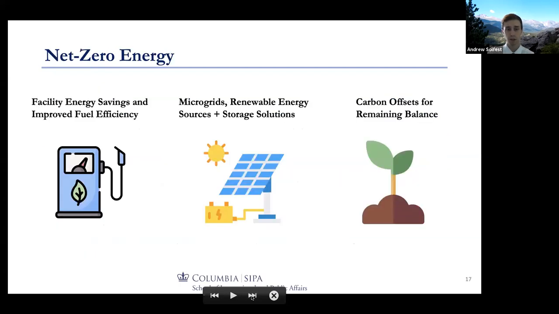Net zero energy is a key part of this bill, and is defined simply as only putting as much CO2 and other emissions into the atmosphere as you take out. This has been done already by the Department of Defense to some extent through improving energy efficiency and fuel efficiency. Microgrids and renewable energy sources are an essential part in order to fuel the energy that the United States must still use in the Department of Defense. However, acknowledging the fact that it's not possible to make this transition immediately, carbon offsets are a way to fund sources and technologies that take carbon dioxide out of the air and offset the balance used.